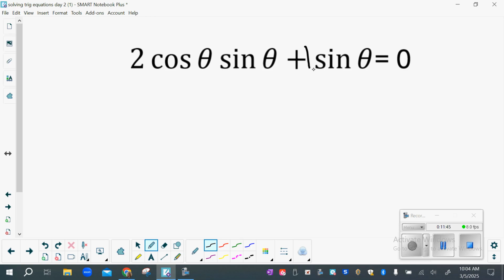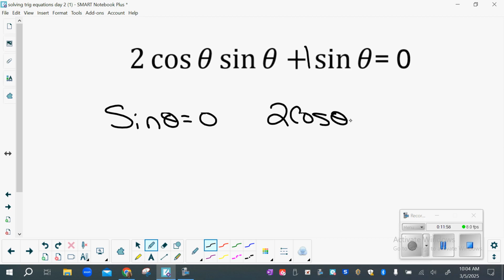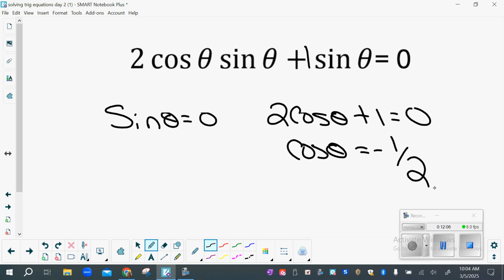This is sine. Okay, here we go. This is what I got. I don't want to look at my unit circle because I'm that lazy. I took out the sine theta and it's going to equal 0. And then over here I had 2 cosine theta plus 1 equals 0, which is cosine theta equals negative 1/2. Y'all see how I got that negative 1/2, right? I moved the 1 over, I divided by 2.